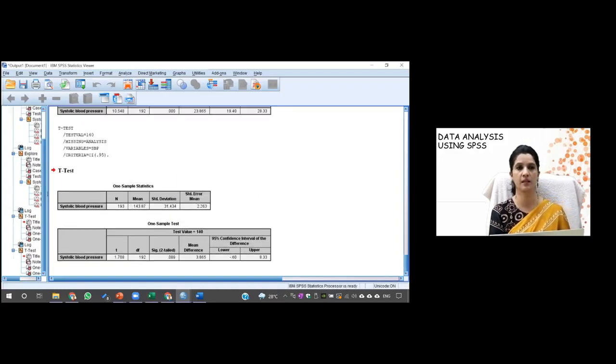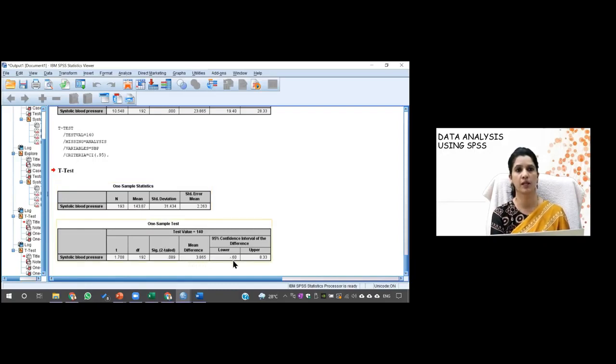So you can see here that this was not significant. You can see the significance level was what? 0.08, which is more than 0.05. You can see the mean also 143. So the mean of my sample is 143 and against which I am testing is 140. So there's a difference of only 3 millimeter of mercury.